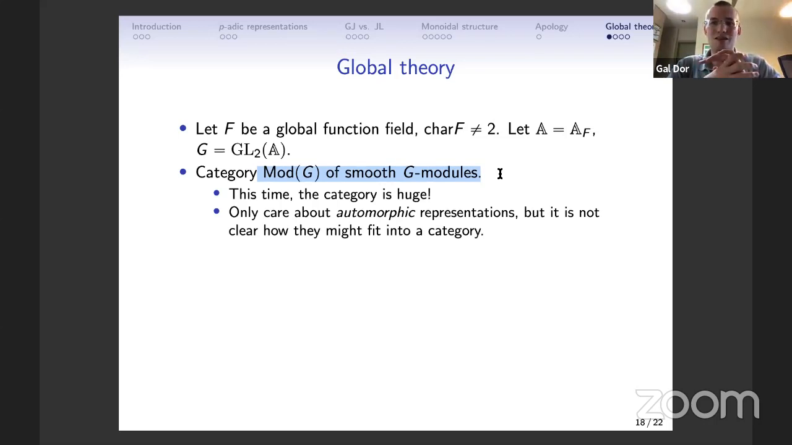First of all, it's unclear if you should think of this as an extra piece of structure or if it's a property of the representation. And if you have a representation that's glued out of two irreducible automorphic representations, then it's not clear if you should think about the extension as also being automorphic. So I do have this category mod G of smooth G modules, but it's awful. It's not really something that you can work with.